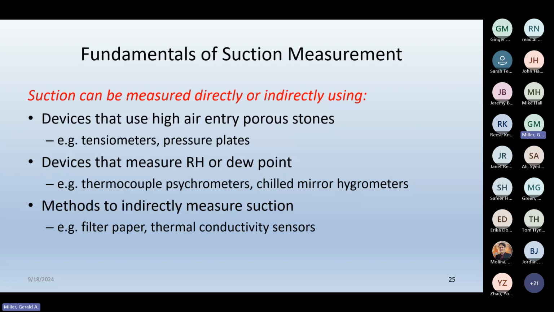There are devices that measure relative humidity. Remember the thermodynamic equation for suction, such as psychrometers and chilled mirror hygrometers. Those are used to measure total suction. And then there's indirect measurements. The filter paper method correlates the water content of a filter paper, either in contact or in close proximity to a soil sample. You can use the weight of the filter paper and correlate that to suction using a calibration curve. And then there's thermal conductivity sensors.